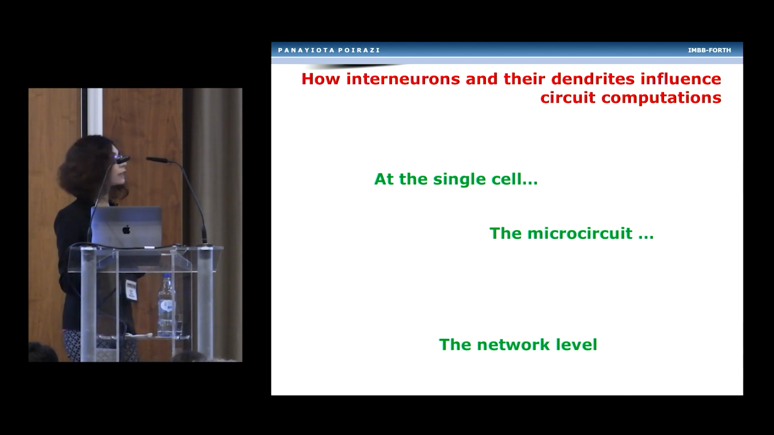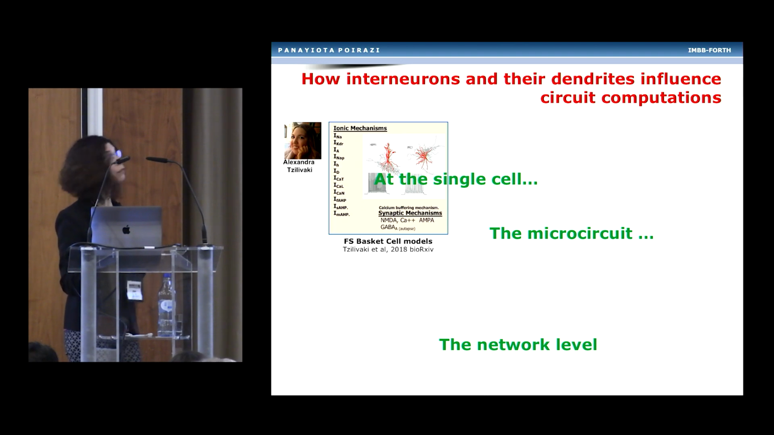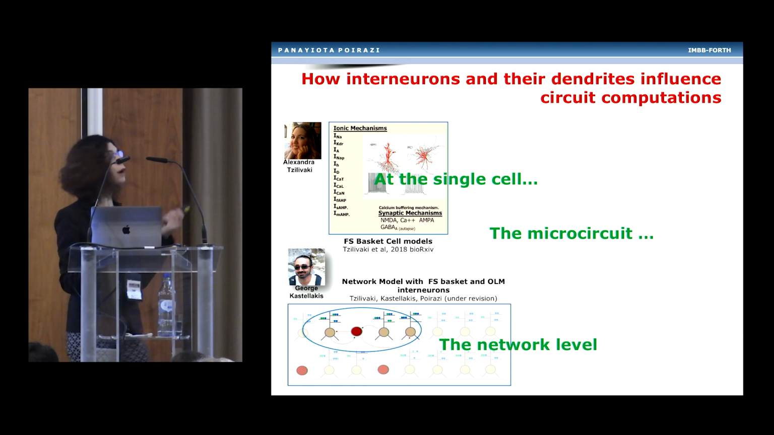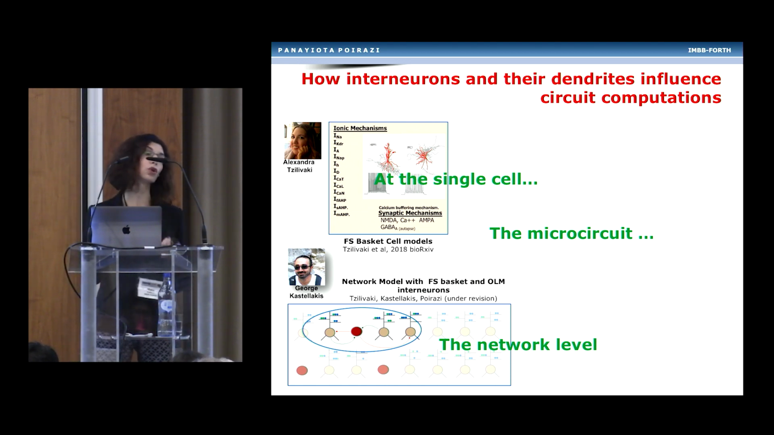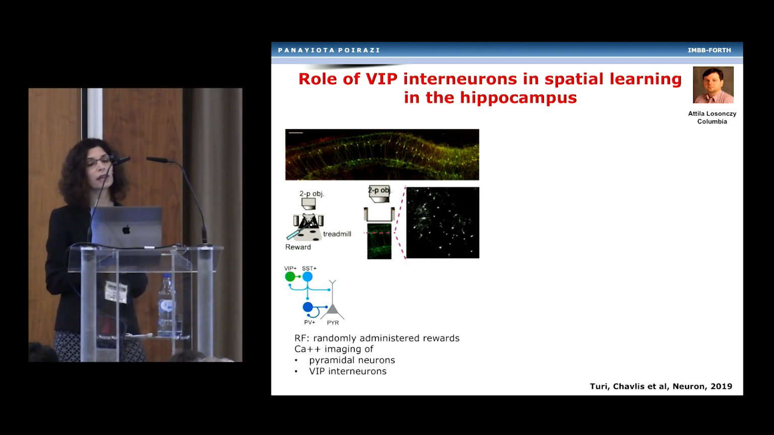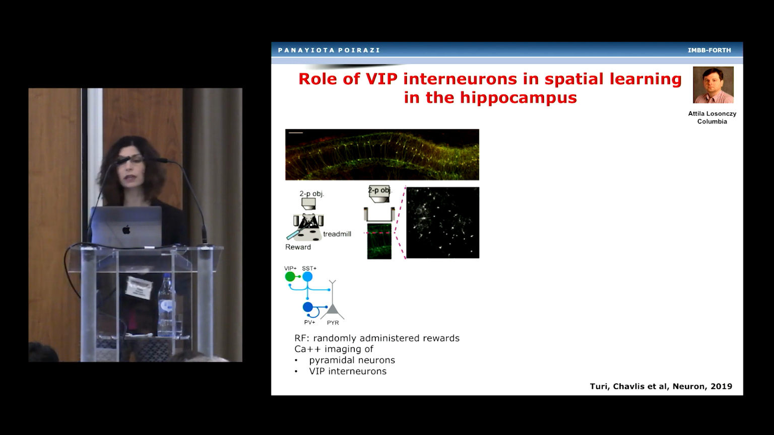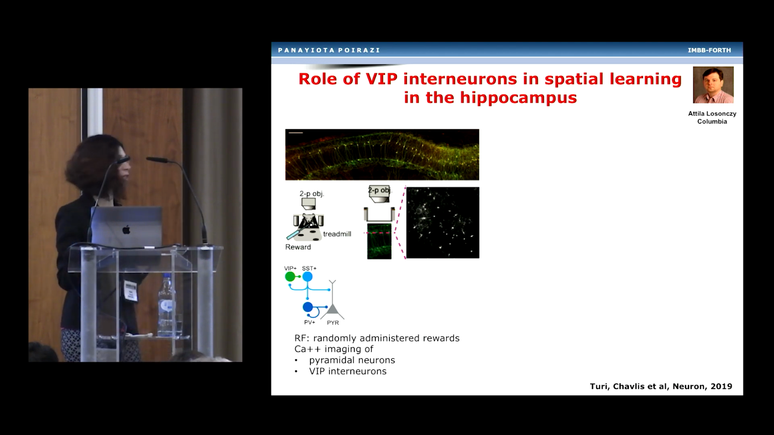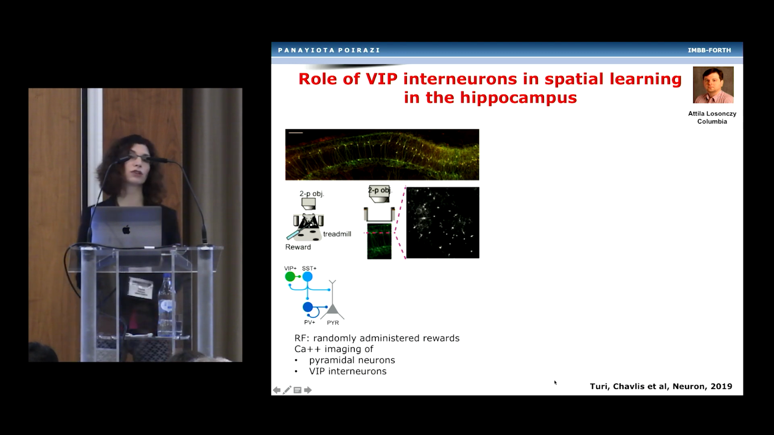Okay, so in this work, I talked to you about how biophysical models can contribute to our understanding at the single cell level, how we can take this information to compute the function of a larger network level, and now I want to tell you a little bit about the microcircuit level. So this is work that was done in collaboration with Attila Losonczy at Columbia University, and it just came out in Neuron, and it's a combination of modeling and experiments.